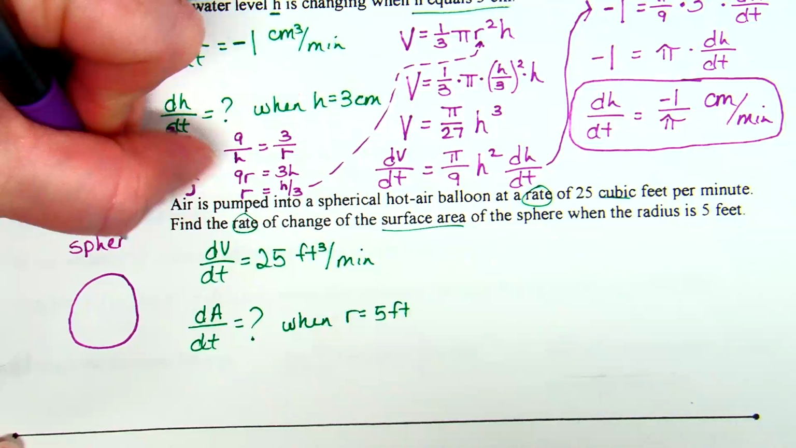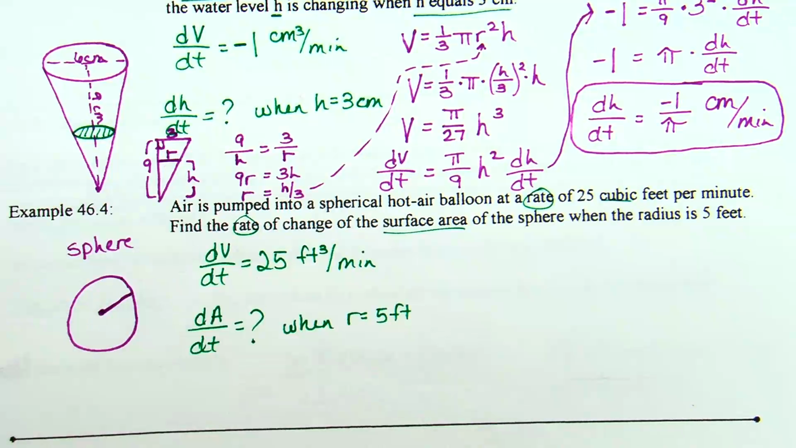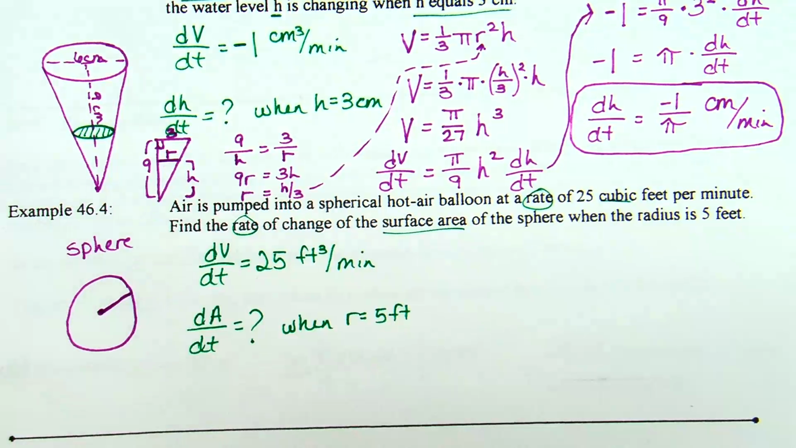Now, this is a little bit different problem as well. You'll notice they give me dV/dt, and they want me to find dA/dt. So they're giving me volume information, but want me to find area information. We're going to have to use both formulas here and make them work together.